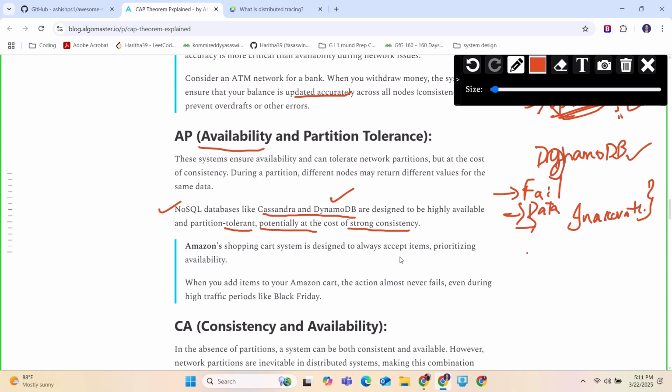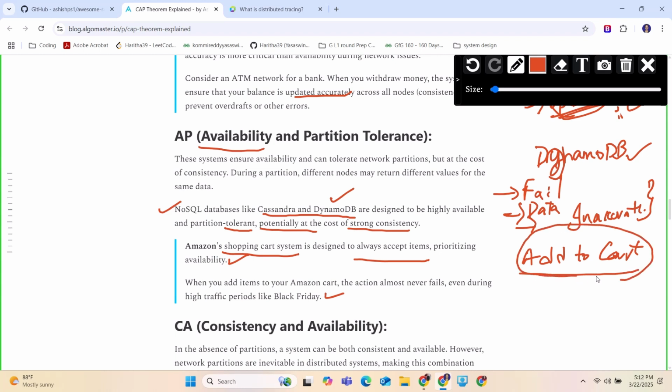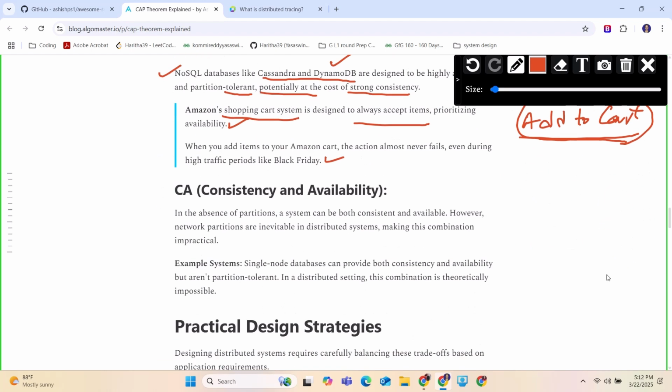Amazon's shopping cart system is designed to always accept items, prioritizing availability. When you add items to your Amazon cart, the action almost never fails, even during high traffic periods like Black Friday. That means even with huge traffic, the shopping cart system should always accept the items. If you click on add to cart, it is not necessary to have consistency in this particular feature. It should be available. The user should always be allowed to add the item to the cart.